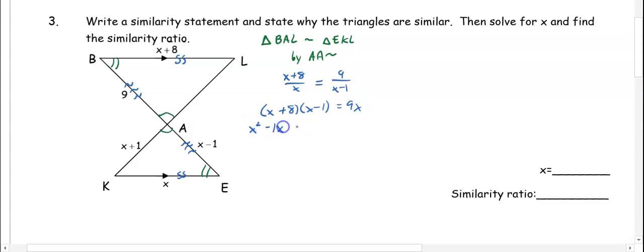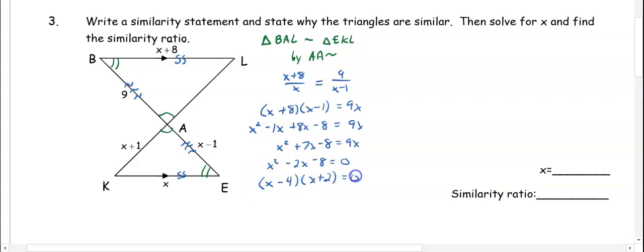x squared minus 1x plus 8x minus 8 equals 9x. x squared plus 7x minus 8 equals 9x. So this is going to be a factoring problem. I have to move everything to the x squared side. So x squared minus 2x minus 8 equals 0. So we need two numbers that multiply to -8 and add to -2. So we're going to have x minus 4 and x plus 2 equals 0. So x is 4 and -2.